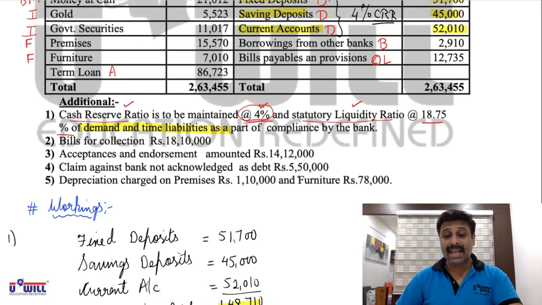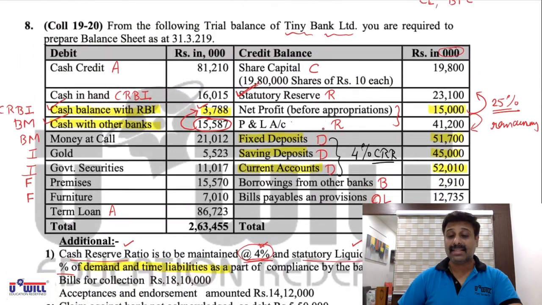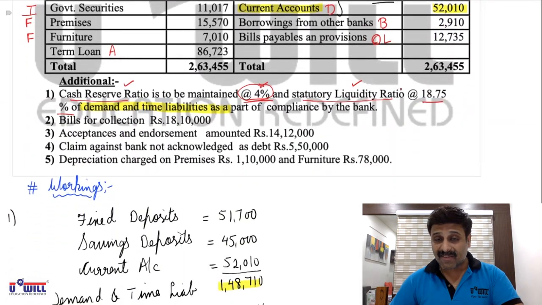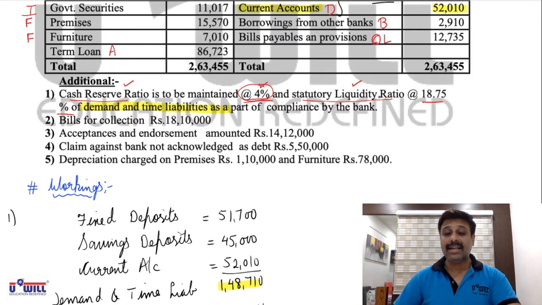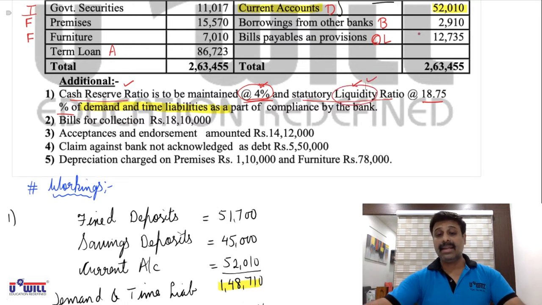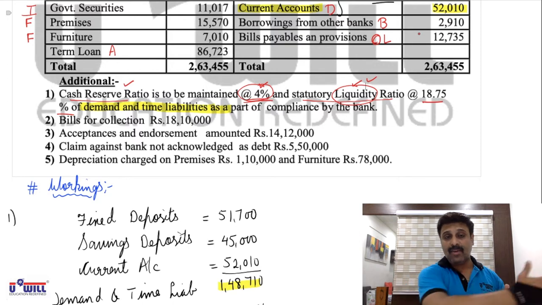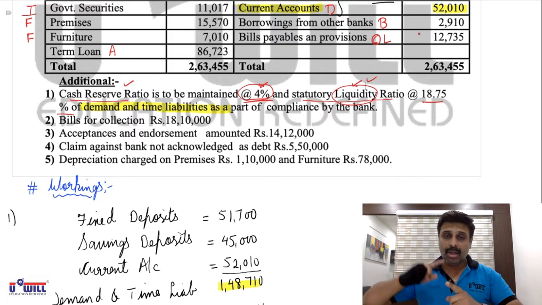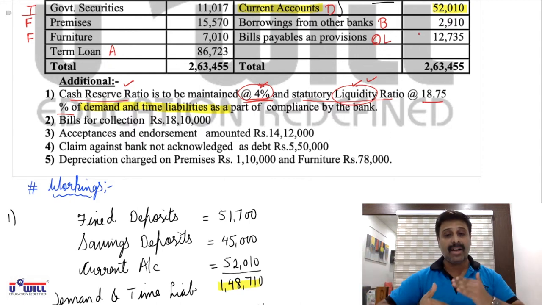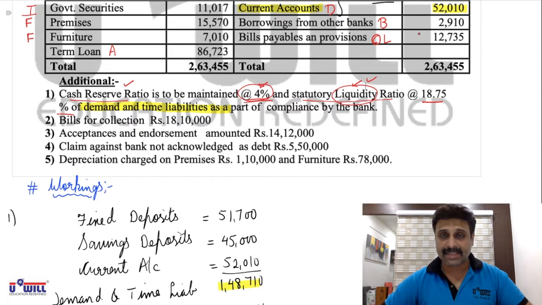So RBI has kept one more condition for all the banks in India, that they have to invest a certain percentage of deposits in liquid assets. Means the money should be in investments only, so that if anyone comes to withdraw the money, you can call that money from another bank at short notice. You can sell that investment, convert it into cash and repay the other bank within a 1 or 2 day period.